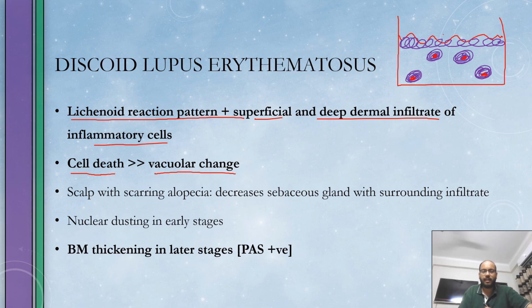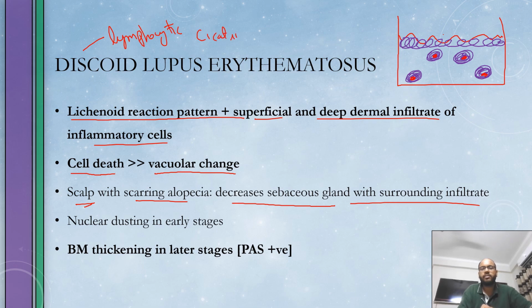If the biopsy is from a scalp, which is the more common area involved with DLE, and it has scarring alopecia, the fibrosis of the follicle is seen. You have decreased sebaceous gland, and there is infiltrate around the sebaceous gland also. So what essentially is happening is that the infiltrate is so much that it is destroying the follicle, leading to scarring alopecia, and that makes discoid lupus erythematosus another example of lymphocytic cicatricial alopecia.